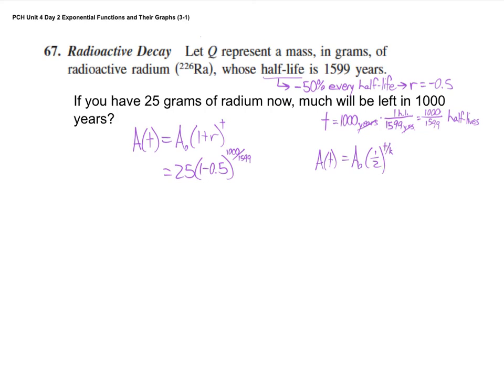The fact of the matter is, it's still based off of the same thing. We just have to do the unit conversion. 50% every half-life, so we convert our time to the number of half-lives. Okay?